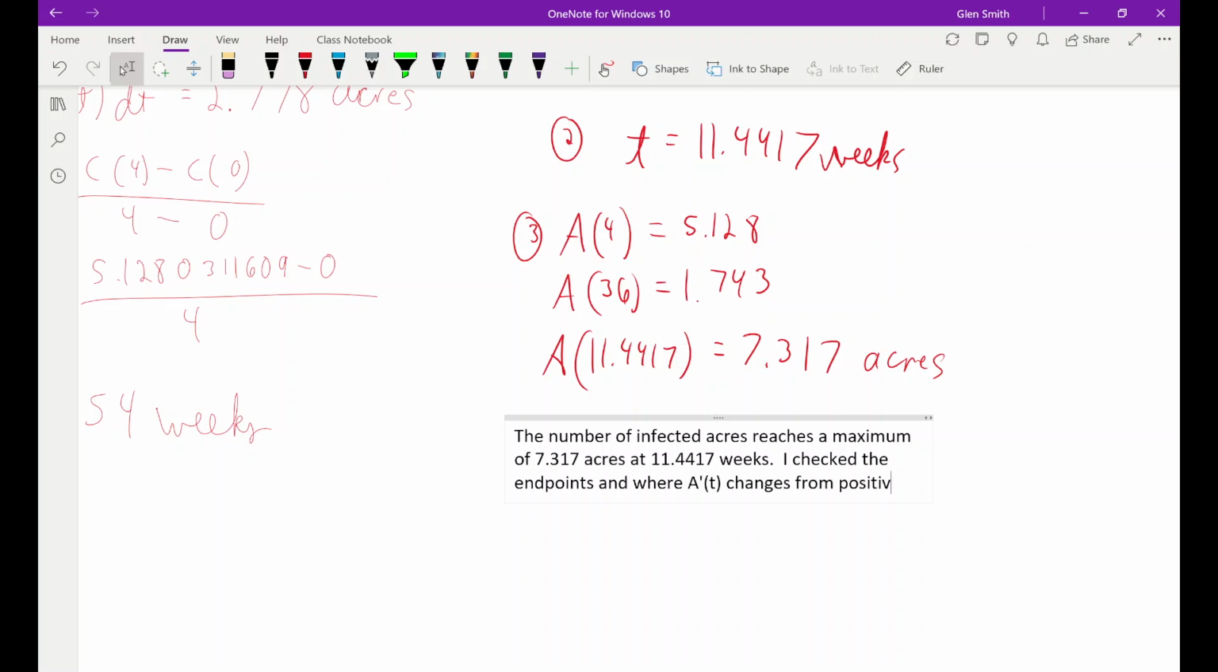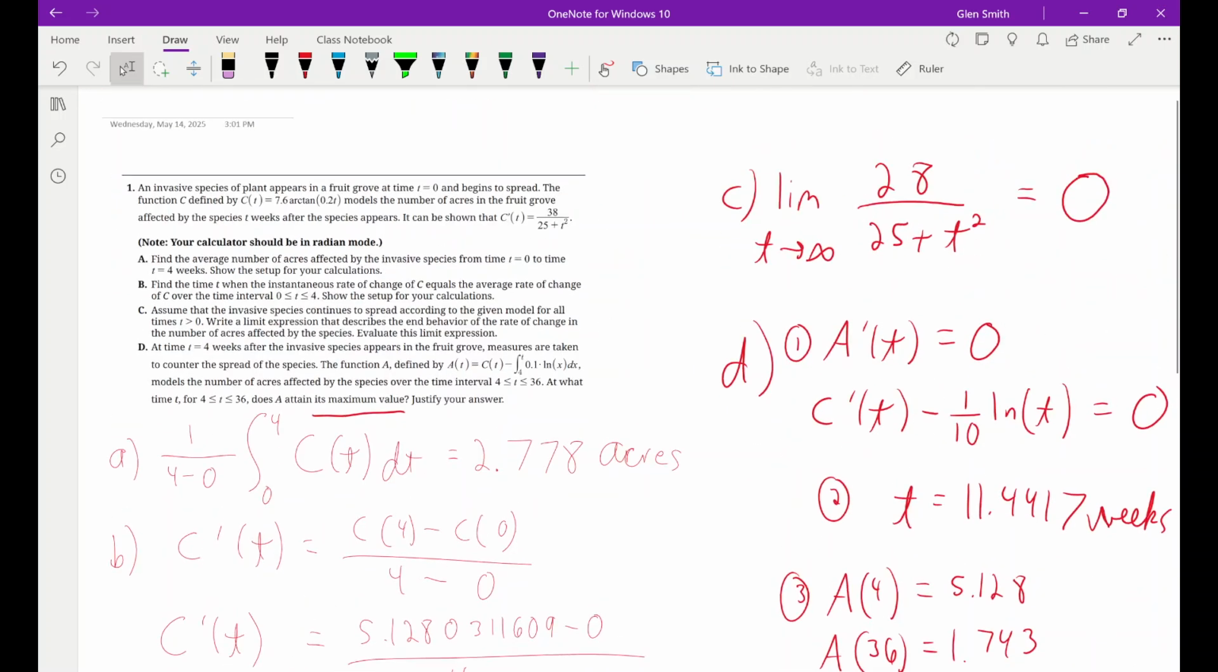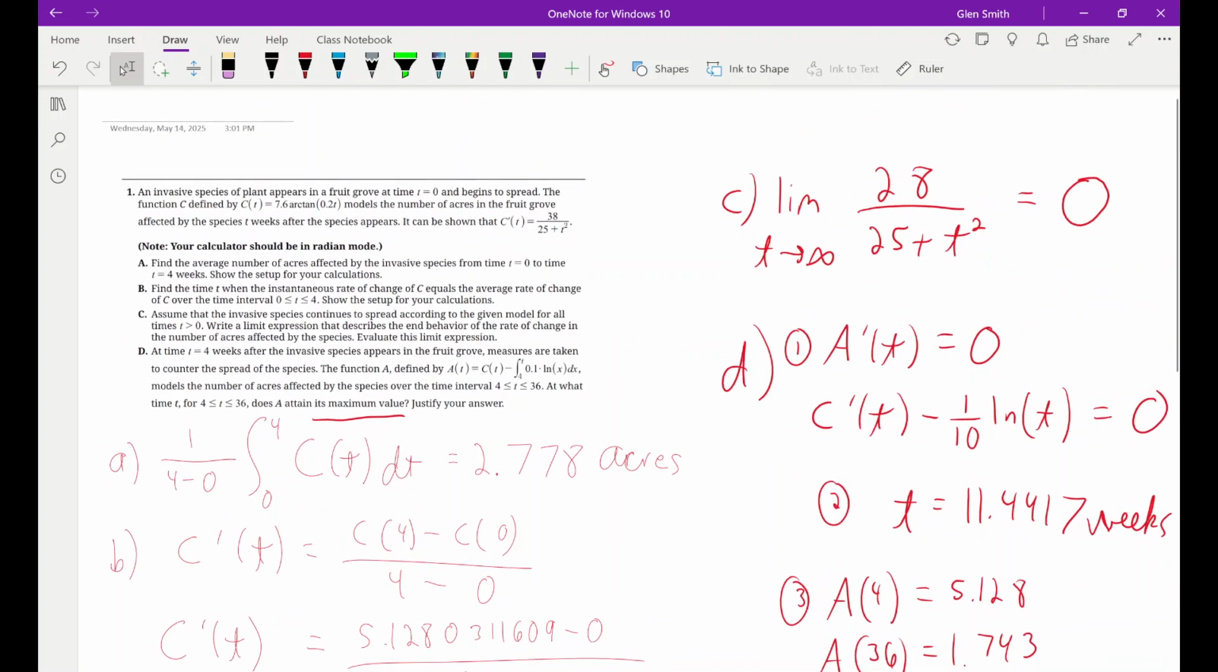And I usually have my kids write, I checked the endpoints and where A prime of t changes from positive to negative, because that's how we check for maximums. Okay, so that is A, B, C, and D of number 1. I hope you're feeling pretty good about that one. I'm going to post 2, 3, 4, 5, 6 in a little bit too.